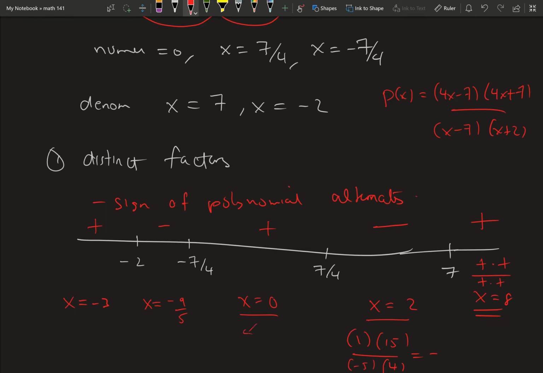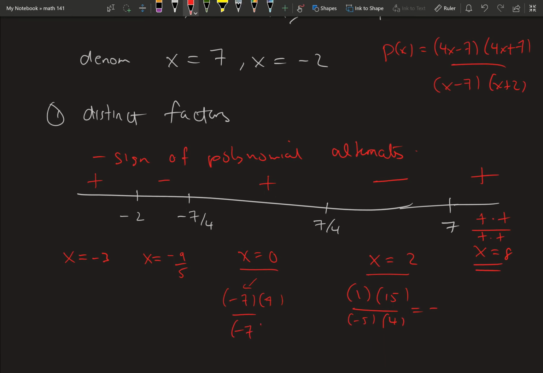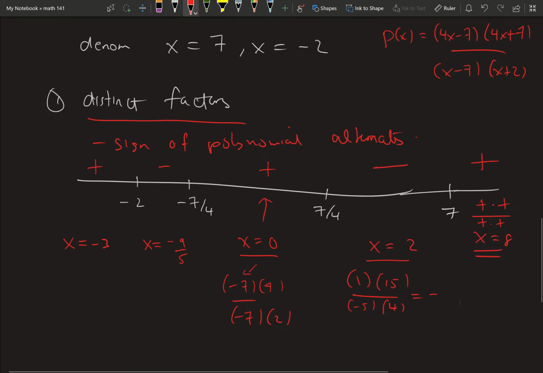At 0, what would we have? We'd have -7 times 7, and then we'd have another -7 here times 2. And this is overall a positive value. So it alternated. And it always alternates. Whenever you have distinct linear factors, the sign always alternates. And this is true for polynomials, rational polynomials, whatever. It's a useful little method to know.